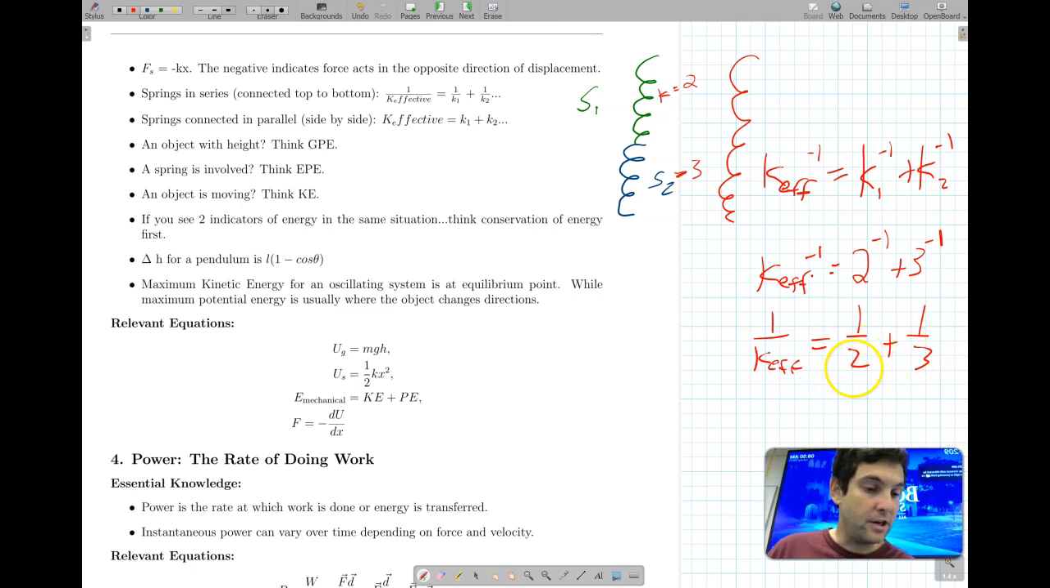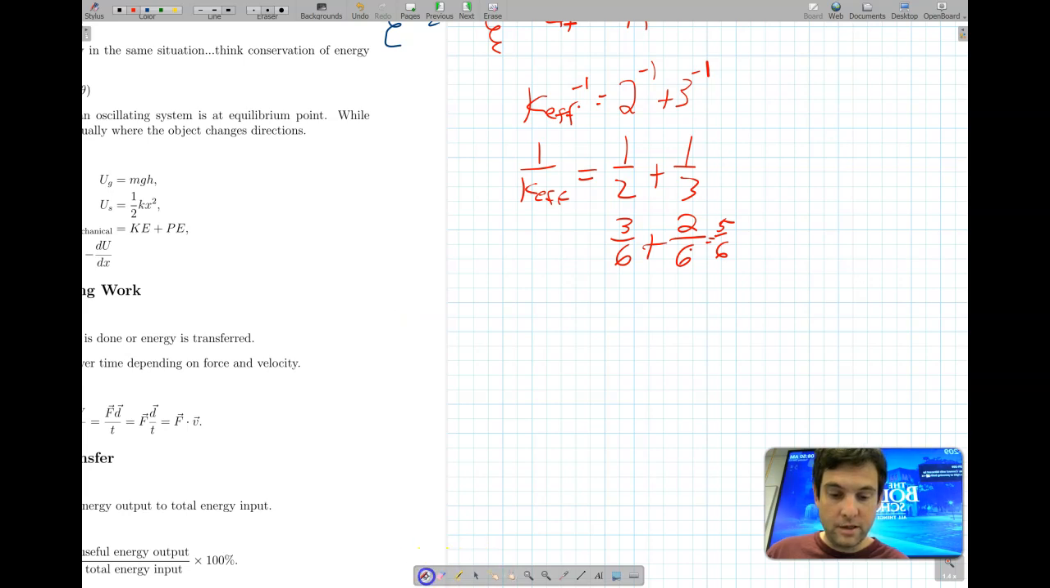Now when I add these two fractions together, this is going to be 3/6 plus 2/6 equals 5/6. My answer is not 5/6 because my effective spring constant has to be flipped again. So I'm going to flip that, and I'm going to say my effective spring constant here is 6/5.